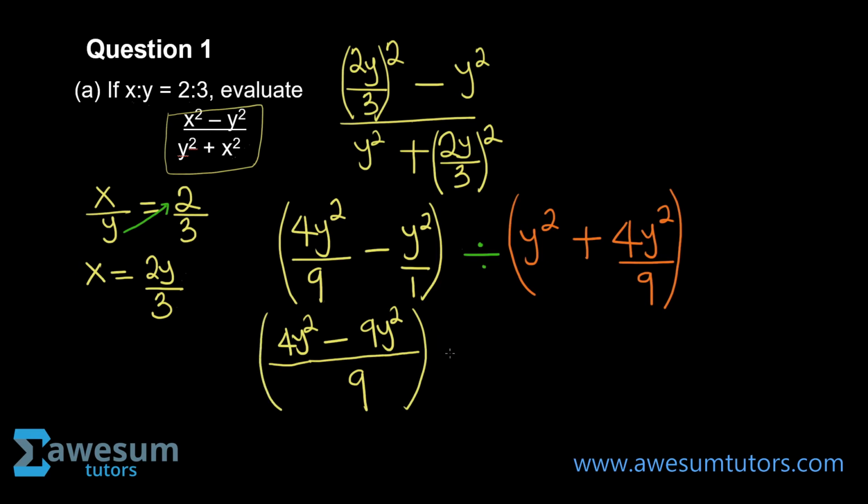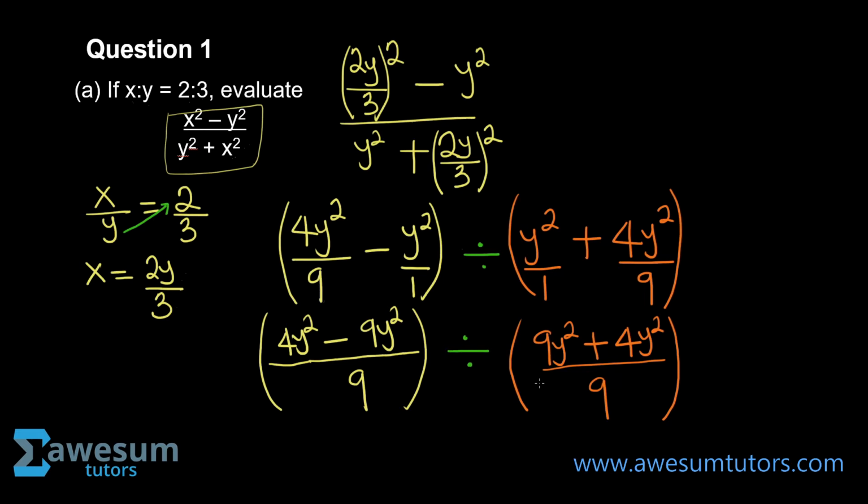I have this as my division sign. So we are trying to take it easy right here. Also, y squared here means y squared over 1. So I can do this. LCM of 1 and 9 is also 9. 1 in 9 is 9, 9 times y squared is 9y squared, plus 9 in 9 is 1, 1 times 4y squared is 4y squared. Now I've turned this into one fraction and this into one fraction.